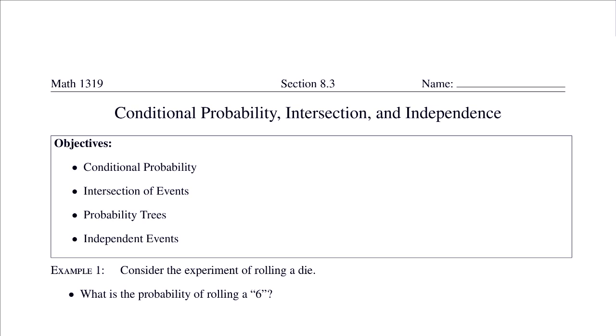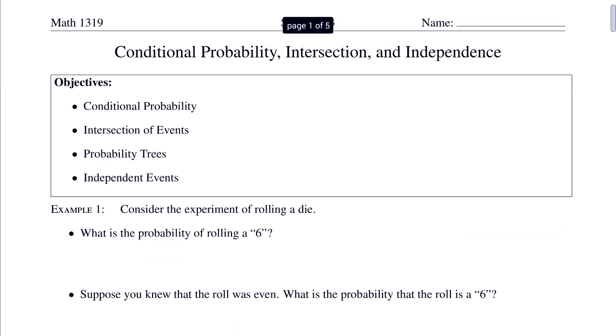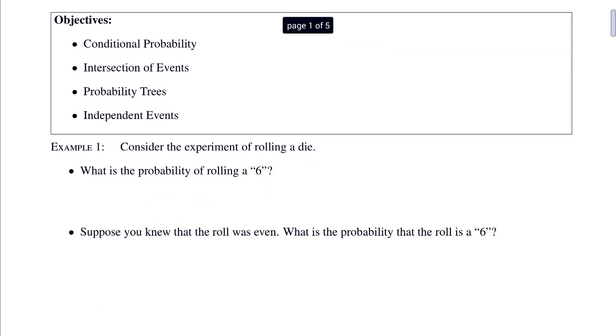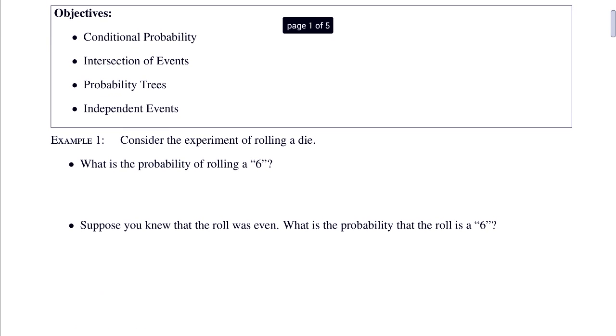In section 8.3, we'll talk about conditional probability, probability with intersection, and then independence of events. So we're going to start by motivating this with the following example. Consider the experiment of rolling a die. What is the probability of getting a 6? Just straight up, that is 1/6.